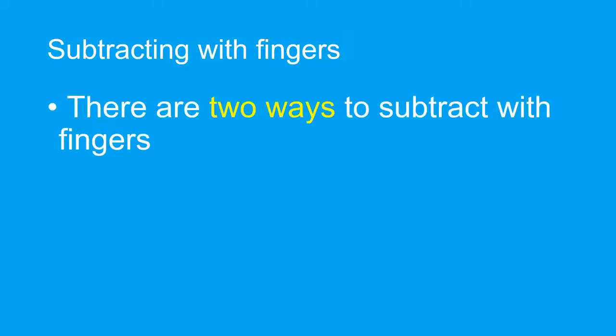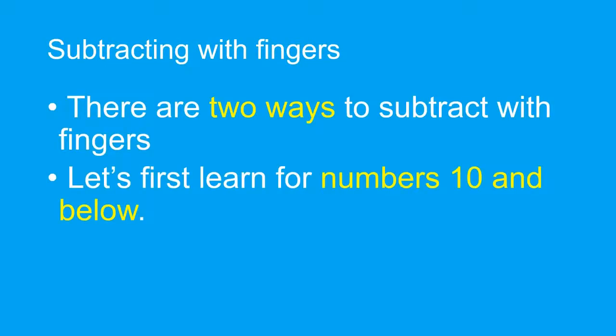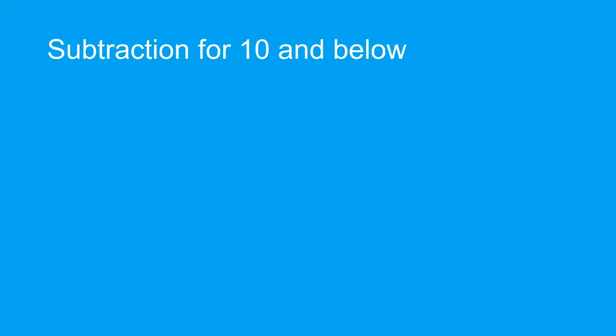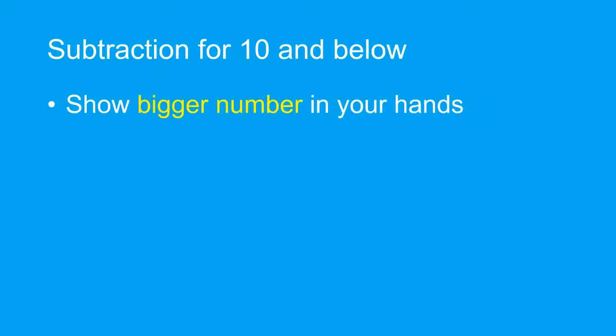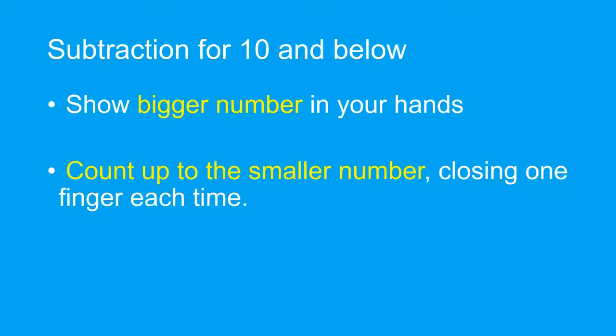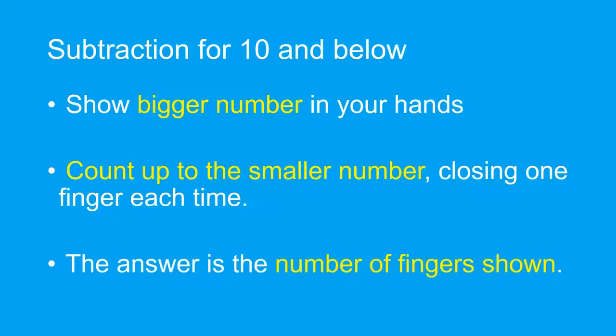Let's learn to subtract with our fingers. There are 2 ways to subtract with our fingers. But first, let's learn to subtract for numbers 10 and below. For numbers 10 and below, here are the steps. First, show the bigger number in your hands. Then, count up to the smaller number, closing 1 finger each time. Finally, the answer is the number of fingers shown in your hands.